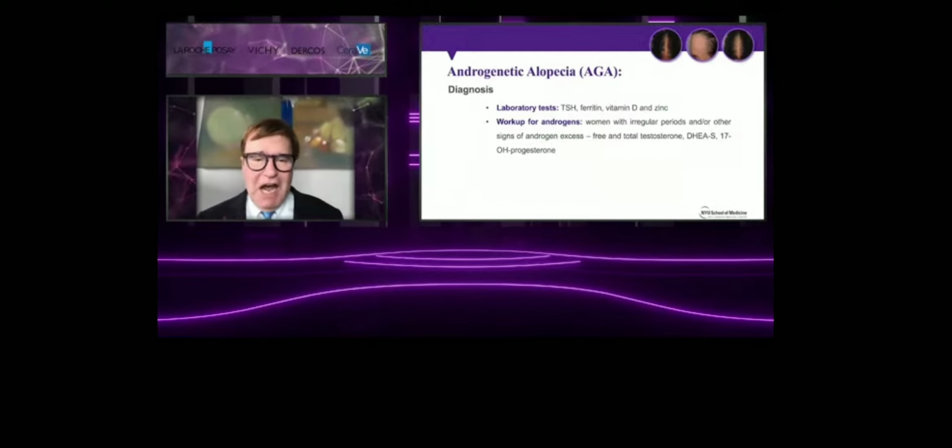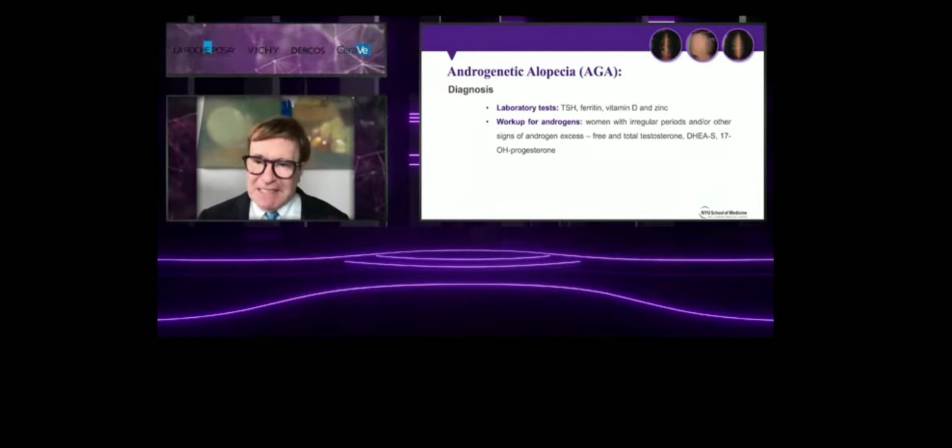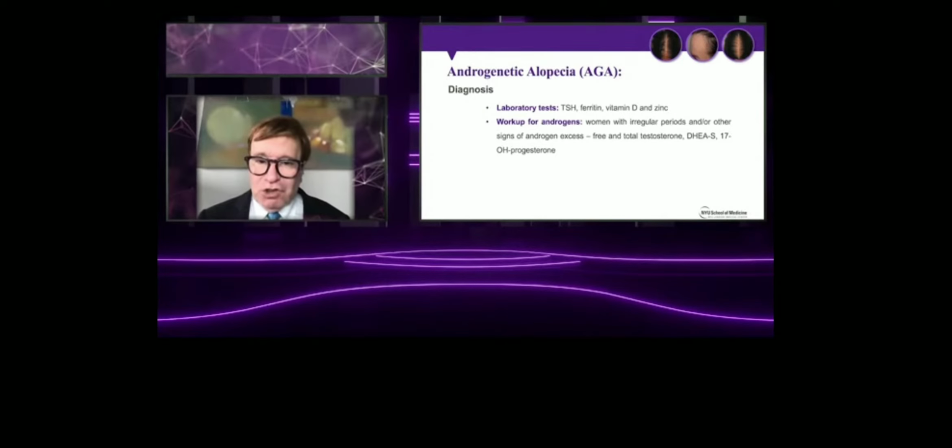What kind of tests do we do in women losing hair? Well, we want to make sure their TSH, ferritin, vitamin D, and zinc are all normal. And if we feel they have irregular periods or signs of androgen excess, such as hirsutism, we'll do free and total testosterone. We'll do a DHEAS and a 17-hydroxyprogesterone as well. So these are other tests that we do if we think it's androgens.